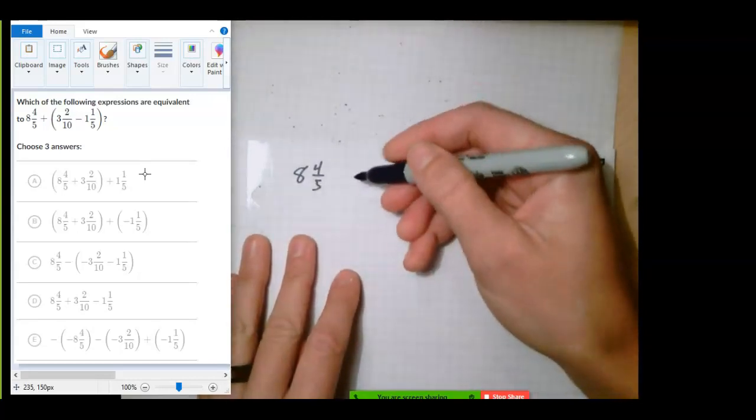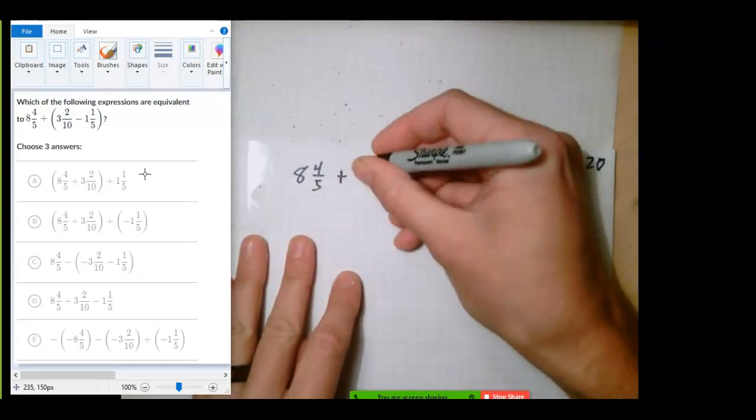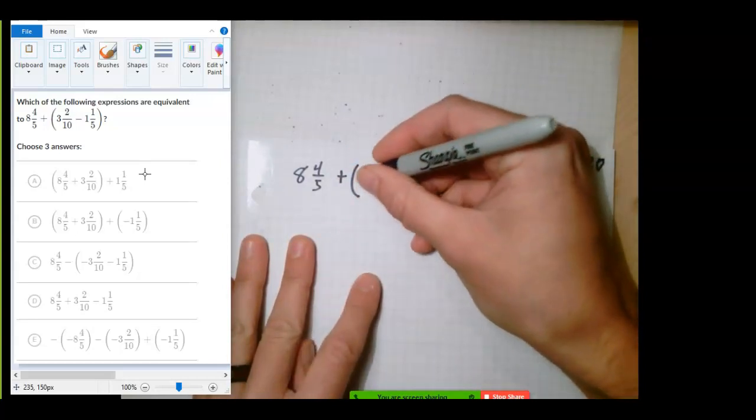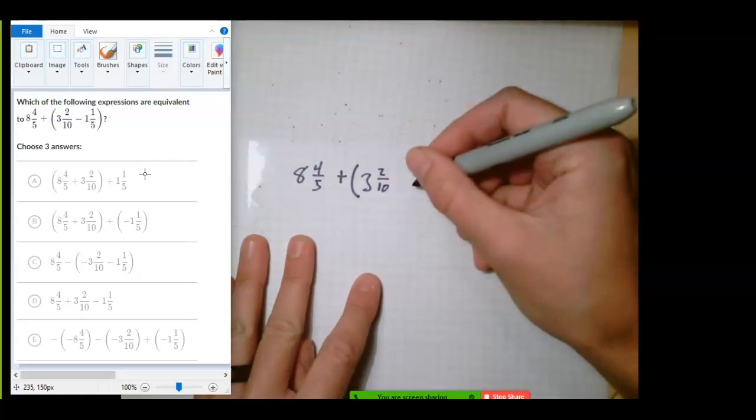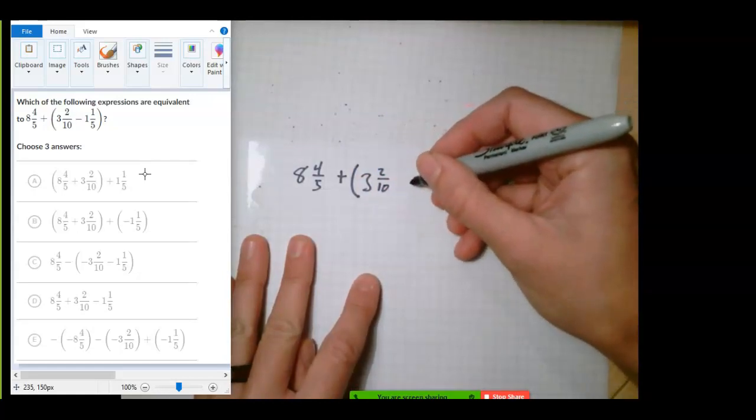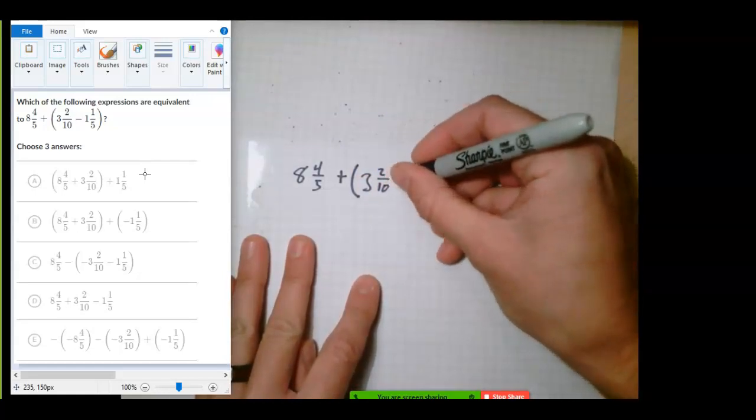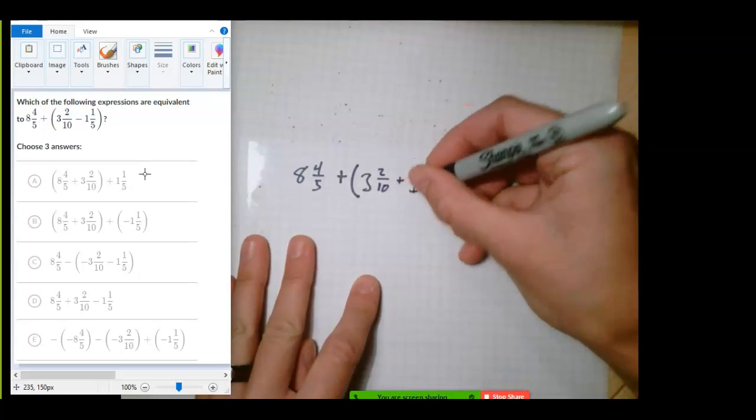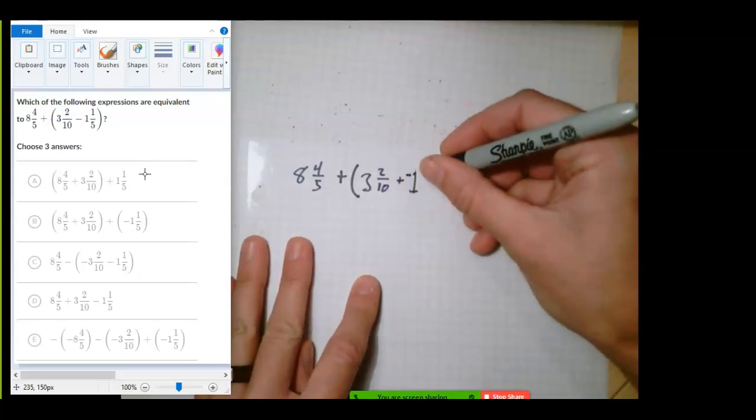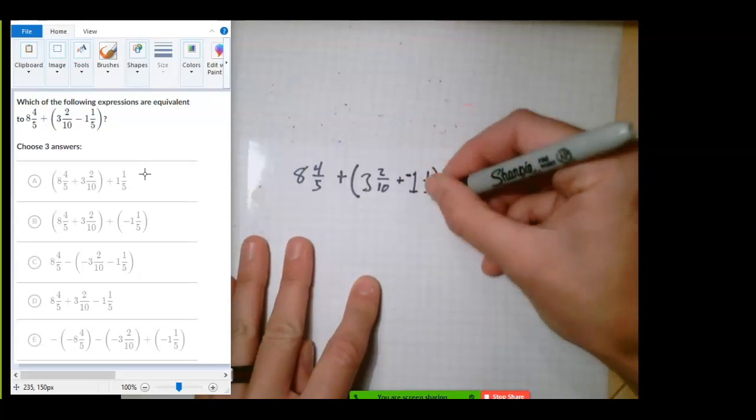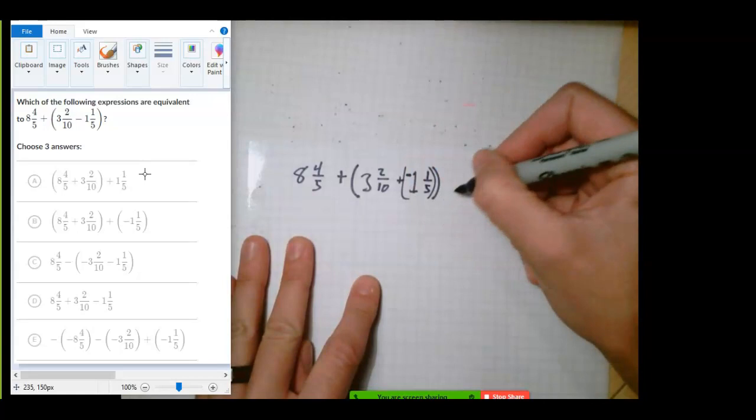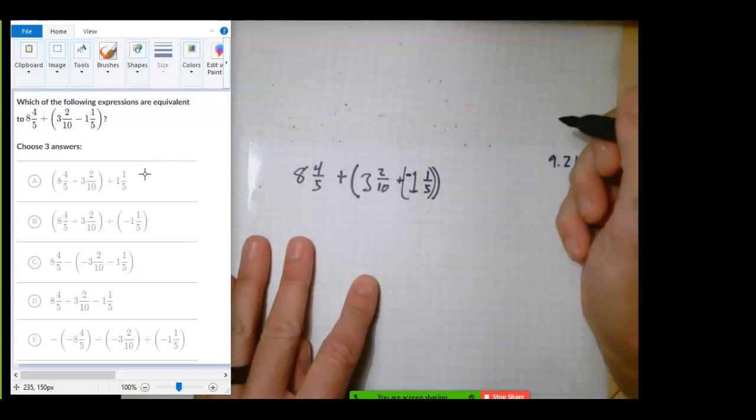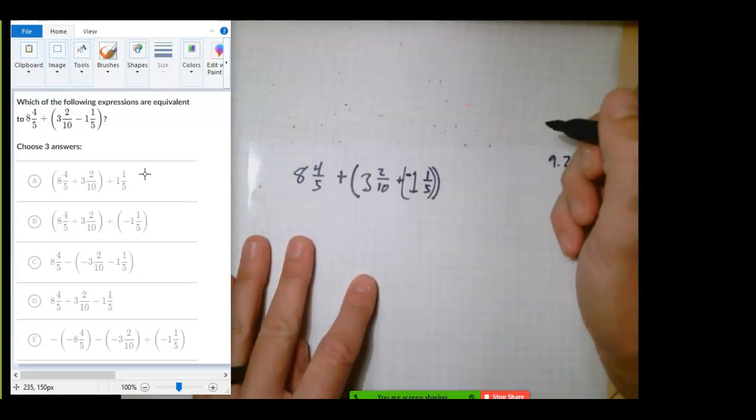8 4/5 is positive. Then my problem says plus parentheses 3 2/10, which actually we could reduce 2/10. You might have noticed that. Then it says minus 1 1/5. We don't like subtraction, so I'm going to do plus the negative 1 1/5. Sorry, I didn't quite leave room for an extra parentheses in there, but I should put that in its own parentheses. I lucked out and was able to sneak that in there.